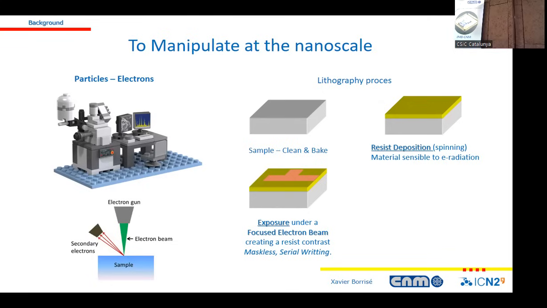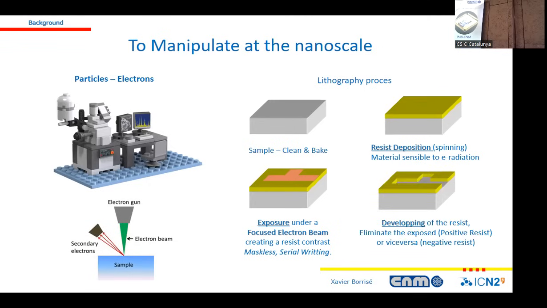It means that we are exposing point by point, or element by element. This is then a very slow technique, but it gives us a very high resolution. So that's the main point here. After that, we develop, as we do with optical lithography, and then we have some area exposed for whatever we need to do later.